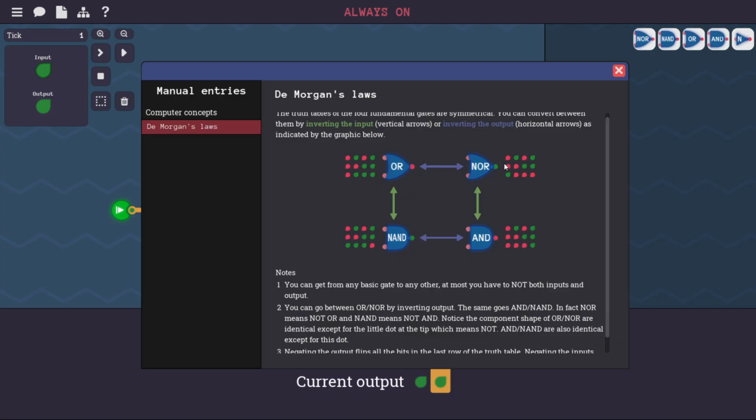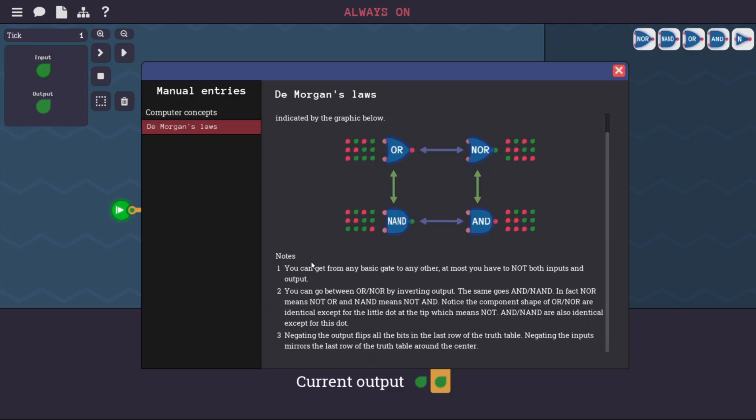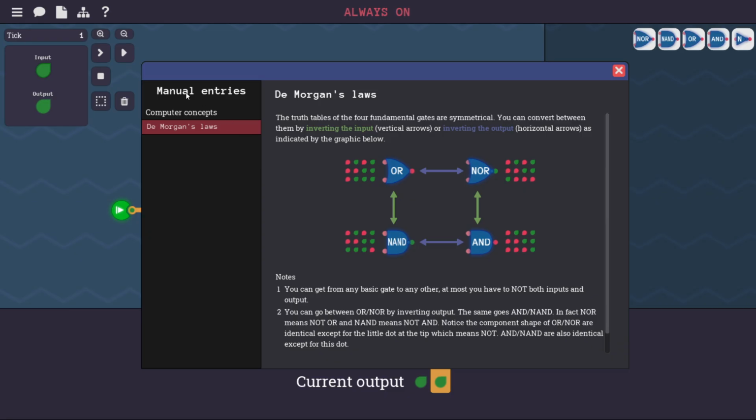The horizontal ones are a bit clear to me, but the vertical ones, I think I need to revisit that. But the note says that you can get from any basic gate to any other. At most, you have to NOT both inputs and outputs. You can go between OR and NOR. Okay, it's essentially the same thing we're talking about. So we'll refer to this manual if we get stuck at any point in our learning.